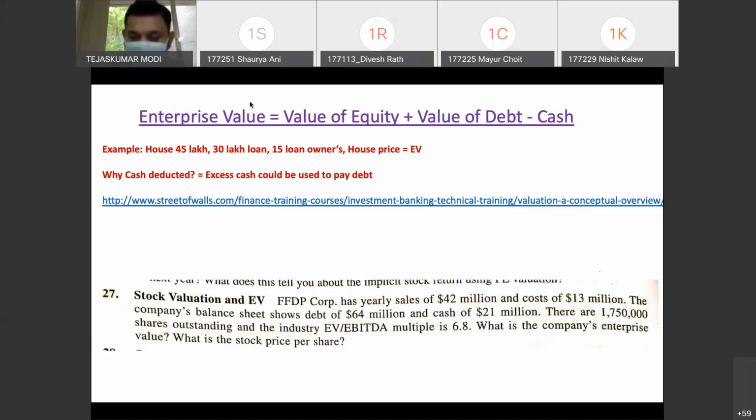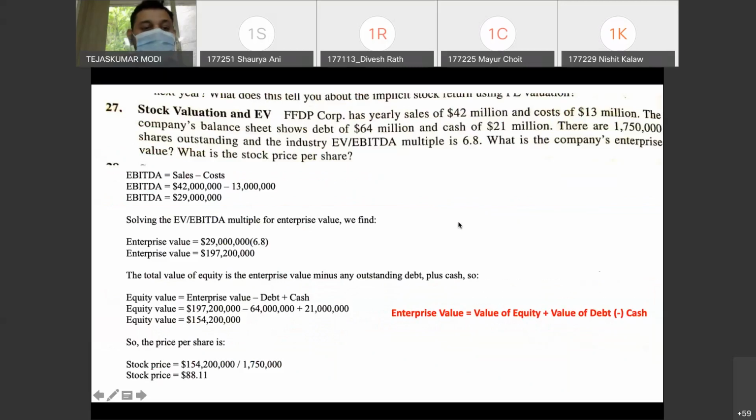So enterprise value is 6.8 times EBITDA, as the industry is suggesting. What is the company's enterprise value first? That is the value of the firm. And what is the stock price per share? First of all, we have to calculate EBITDA from this information given to us. EBITDA is sales minus cost, and because there is no classification given, we are assuming that depreciation and all that is not deducted, because if they had deducted it, they would have to give the value so that we could add it back. So EBITDA is 29 million.